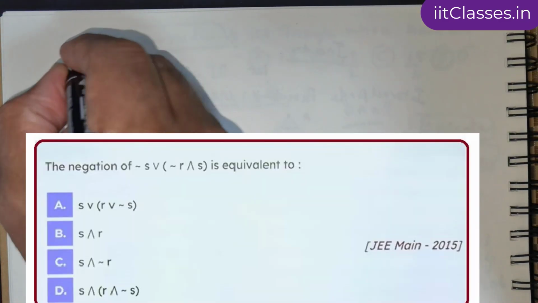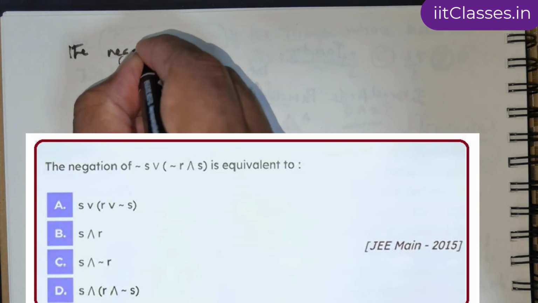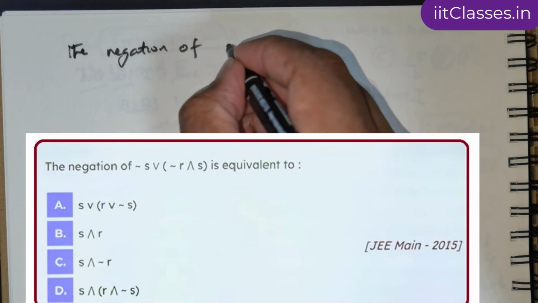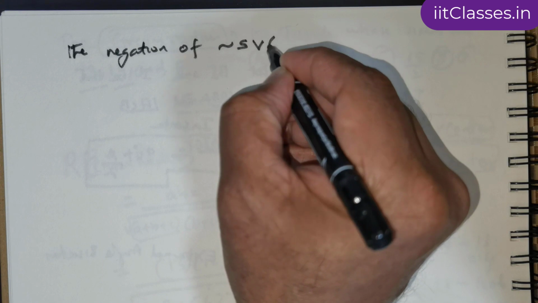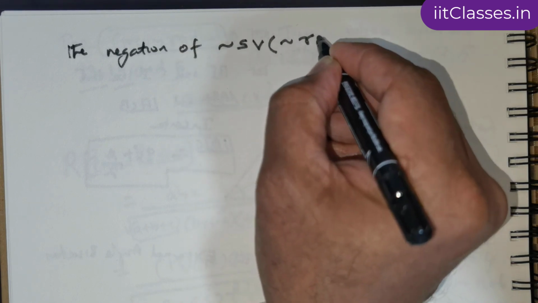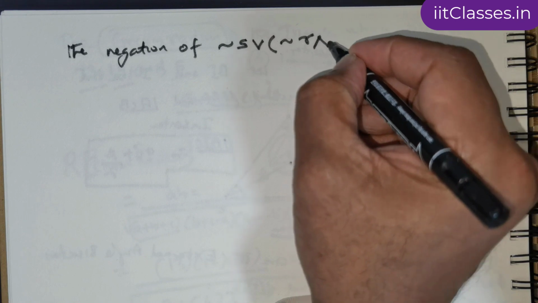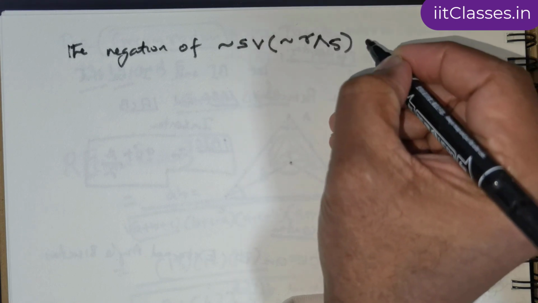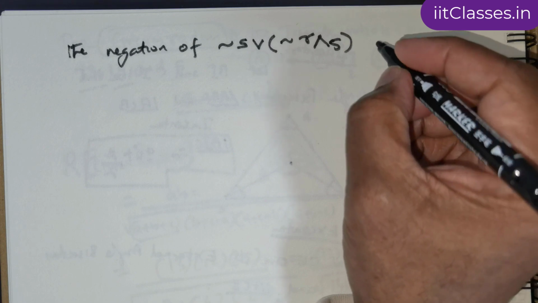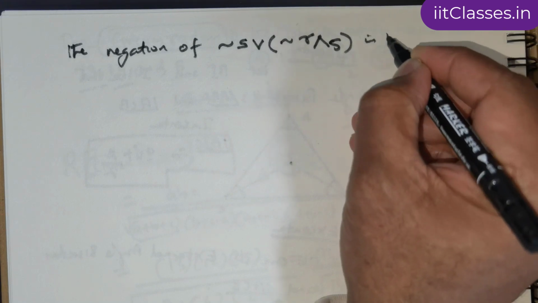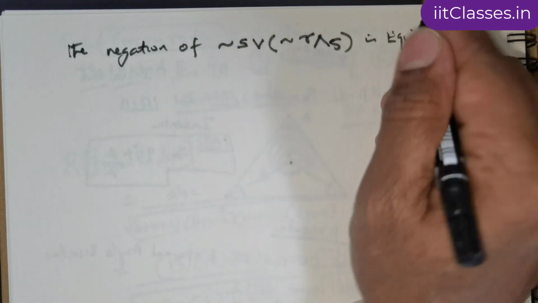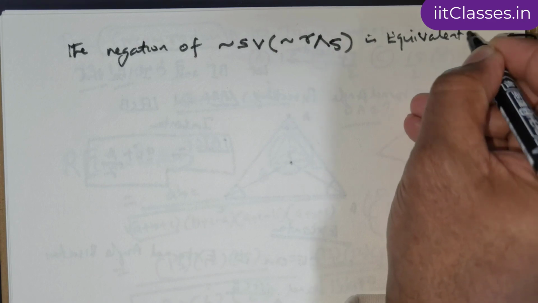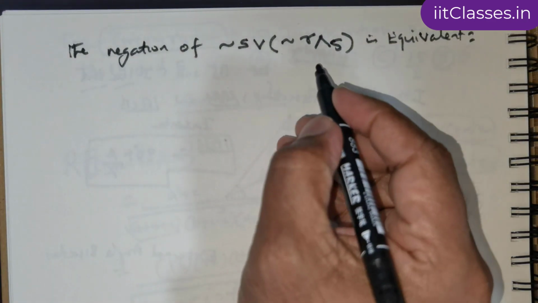Right? Let's do this question, students. We are expected to obtain the negation of the following statement: negation of S disjunction of negation of R, intersection S. We are expected to pick one of the choices, and this is the completion of the question. This is, in fact, the negation of this is equivalent to. So that is the complete question.